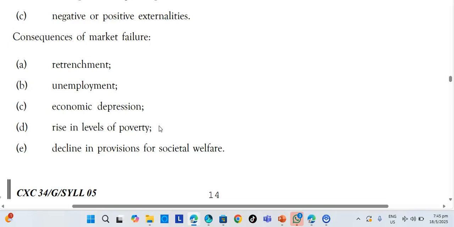Another consequence of market failure is rising levels of poverty. So because people are losing jobs and rising costs make it hard for people to meet basic needs. Declining welfare services: governments may lack revenue to fund healthcare, education, or housing, making it hard for people to afford these services.